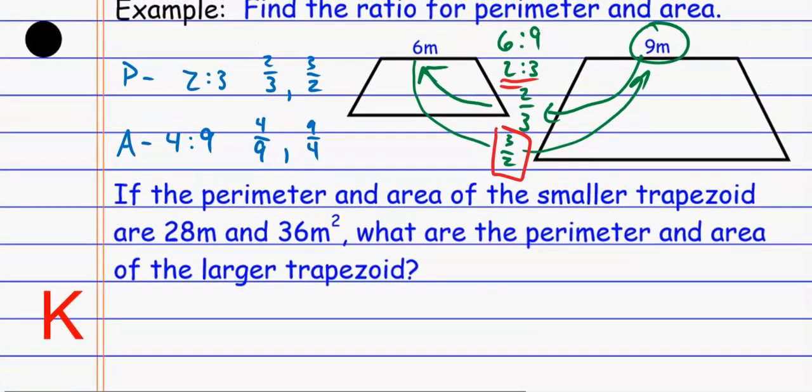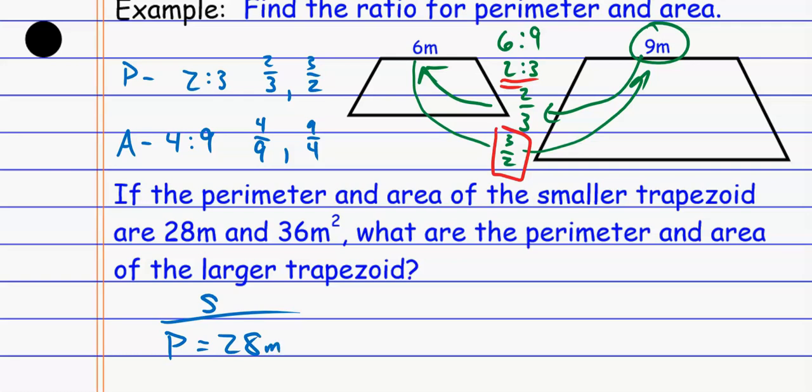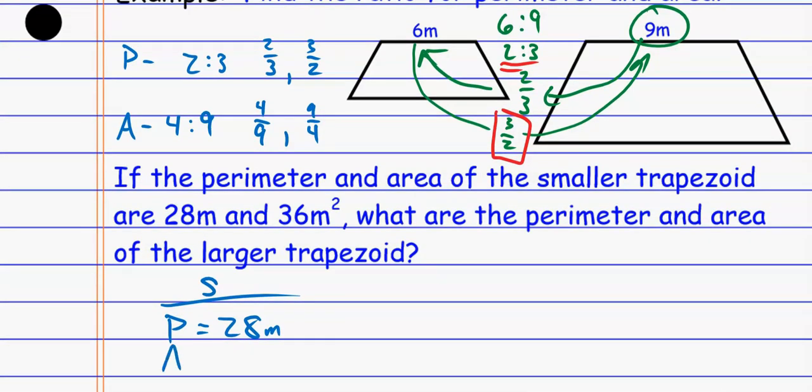And then continuing the same example, it says if the perimeter and area of the smaller trapezoid, so we're talking about the same trapezoid, so let's say this smaller trapezoid has a perimeter of 28 meters and an area of 36 meters squared. Okay, so 36 square meters. I want to find the perimeter and area of the larger trapezoid.